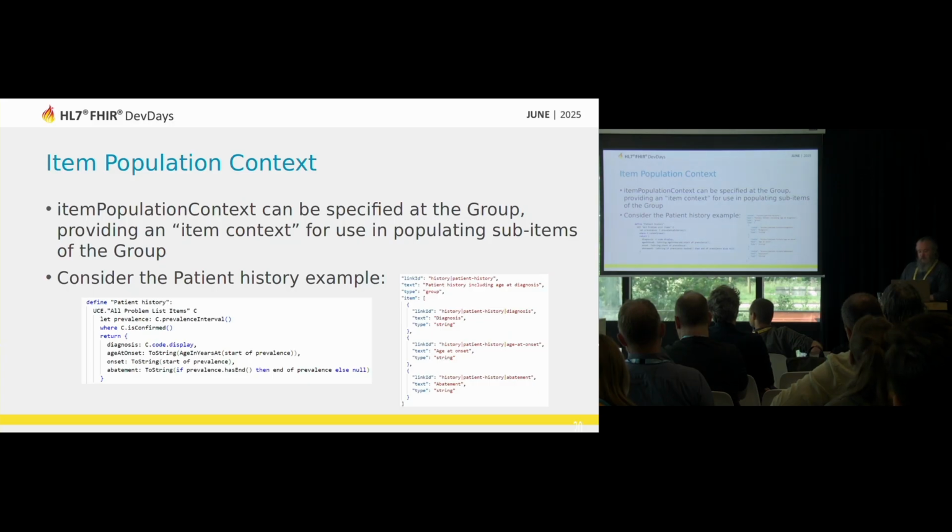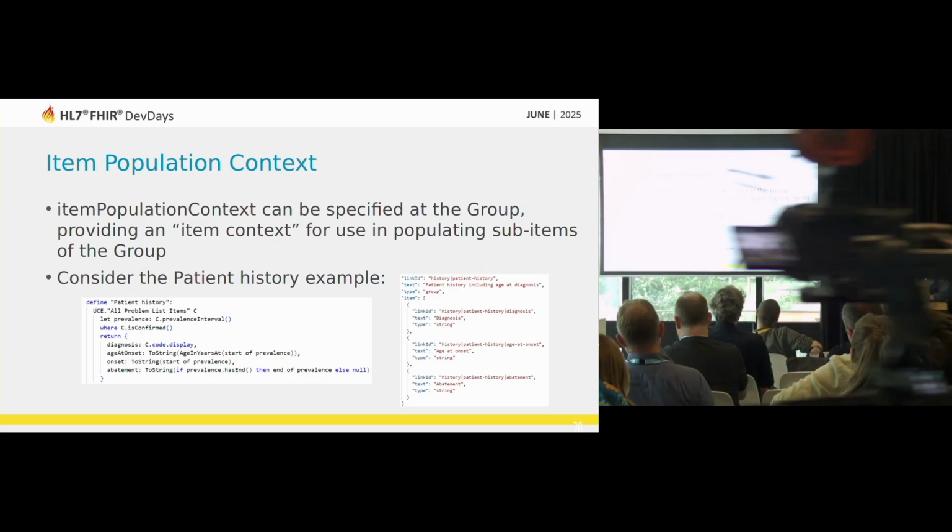And now we look at the item population context extension. This can be specified at the group level, providing an item context for use in populating child items of the group. So we have a patient history example here. This is listing all problem list items, and it returns a tuple with all of these different properties.